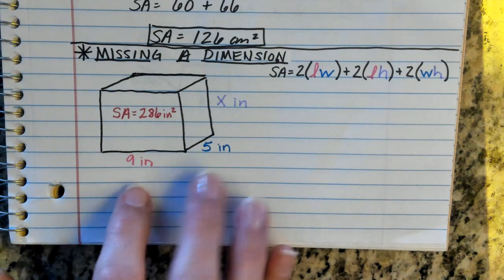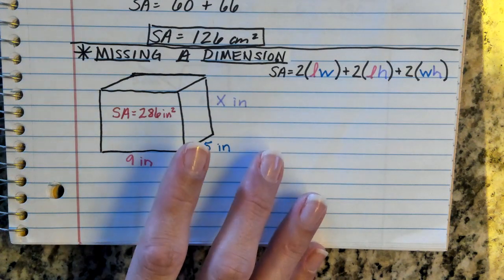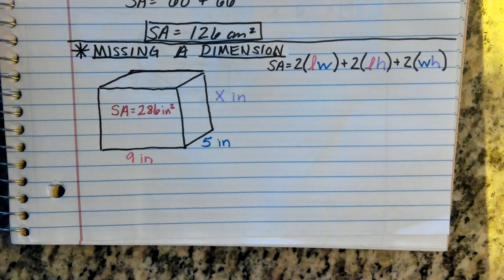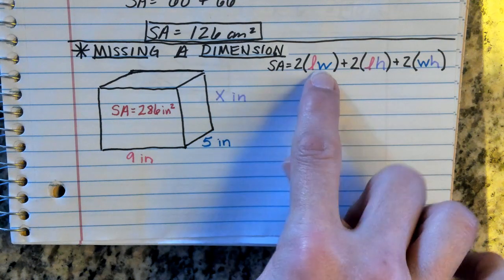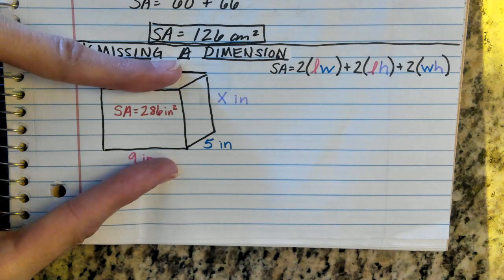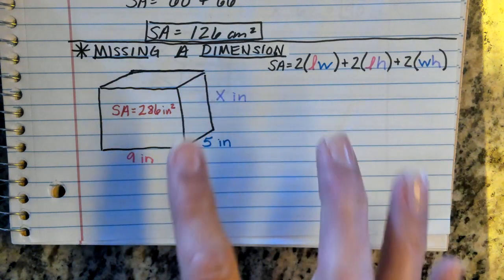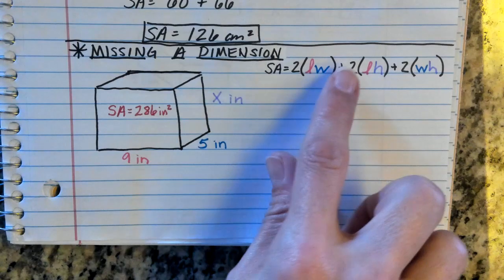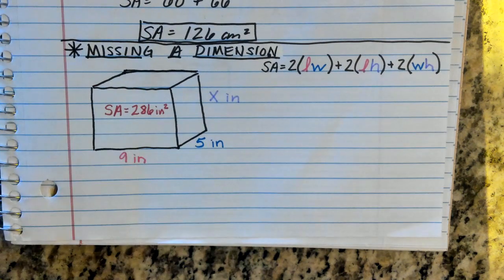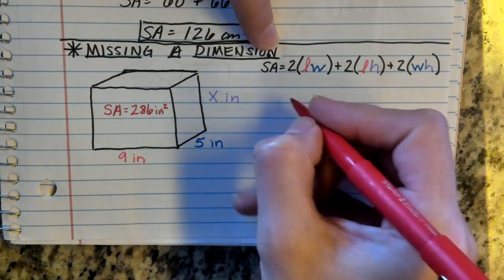I have everything drawn out, and I recommend at least using 3 different colors to help you out on this one. That way we can color coordinate what we're plugging in. So if you see here, the surface area is 2 times the length times width, because you have 2 of those sides. Then you have 2 times the length times the height, because you're going to have 2 of those sides, the front and the back, and then 2 times the width times the height, because you're going to have 2 sides over here.